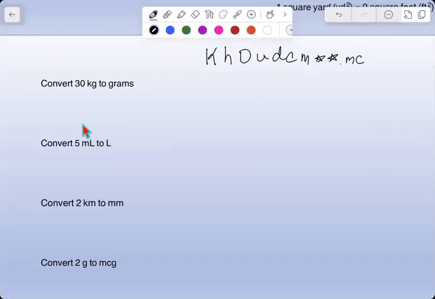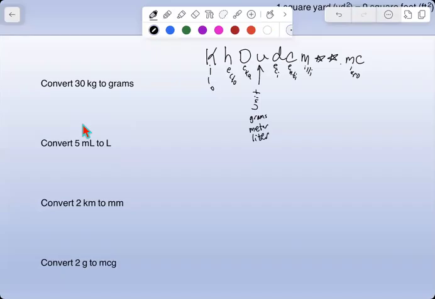So, what does the U stand for? The U is your plain old unit. So I'm going to write unit here. And this is kilo. This is hecto. This is deca. The unit, which would be grams, meters, liter. So the thing without any sort of prefix on it. So meter, liter, gram. This is deci. This is centi. This is milli. And this is micro.